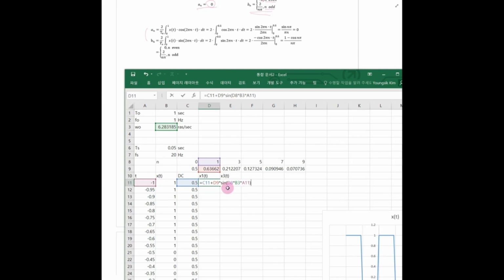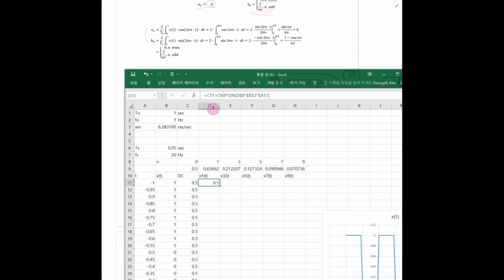To stretch that out, first, in the previous one, this coefficient, the 9th number should be constant, and d8, the harmonic index, should also be constant. B3 is constant, so I have to fix it. B3 is omega 0, and for the time index, the A column should be fixed. So I make those indexes constant. The result is this one, and then the stretching. This is x5(t), x7(t), x9(t).